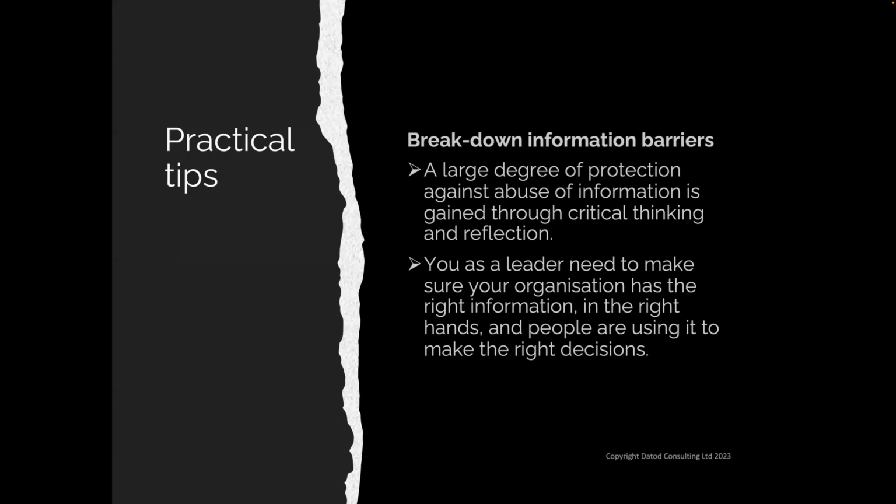And basically, data-driven decisions and a degree of critical thinking and reflection are one of the things that can protect you against the abuse of information or the lack of information. So you've got to have the right information in the right hands, but also you've got to approach it from the right direction, and we'll come on to that.